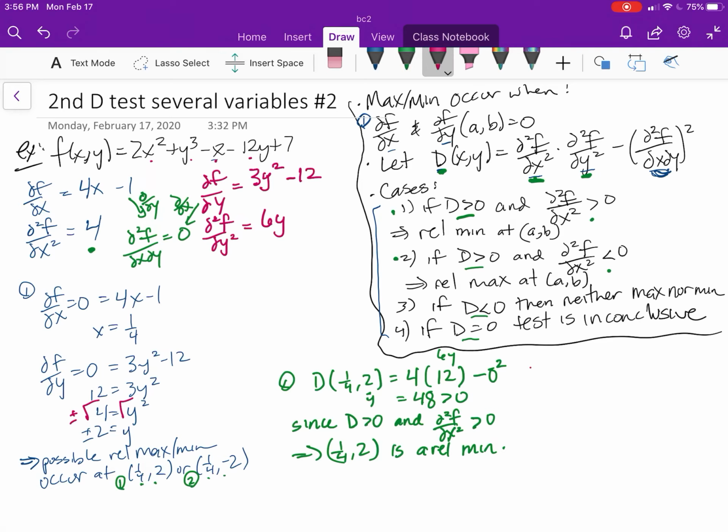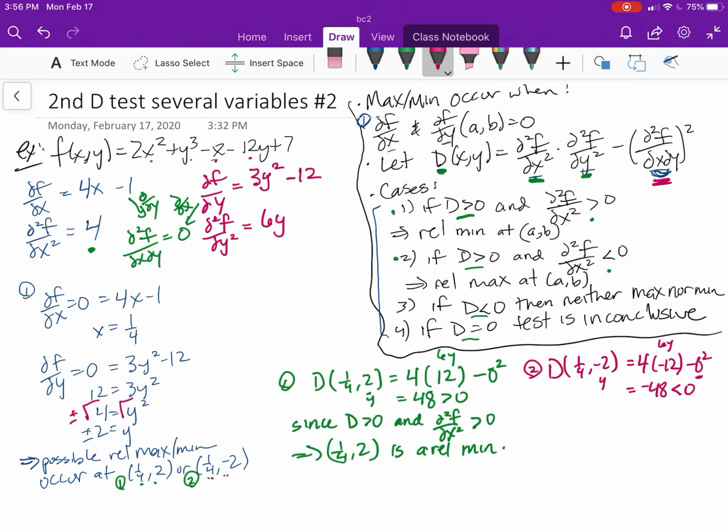I'm going to switch colors here. Now we need to check the second point, 1/4, -2. So d of 1/4, -2. Okay, second partial x, again, that was 4. And then second partial y, again, it's 6y, but now I'm substituting -2 in for y, so it'd be -12. And then again, I'll write 0 squared just for good measure, but obviously 0 squared is 0. So negative 48, which is less than 0.